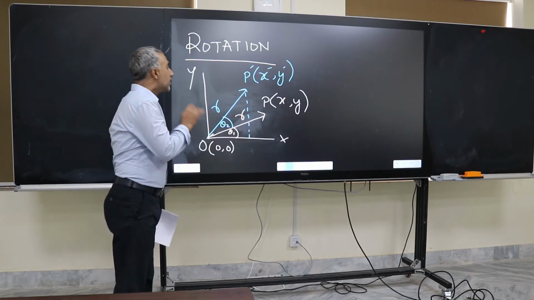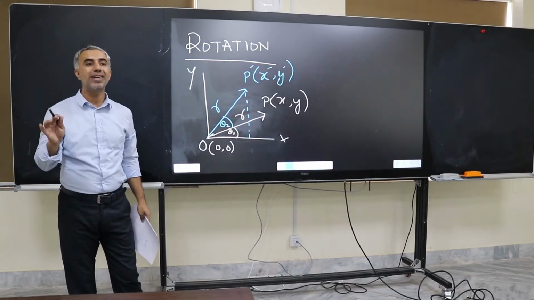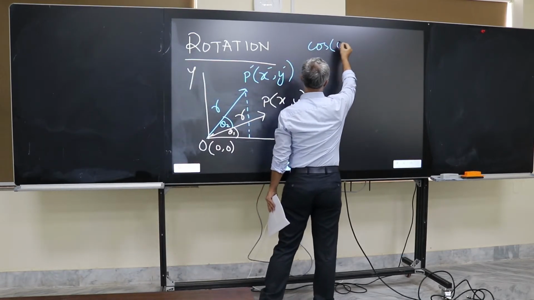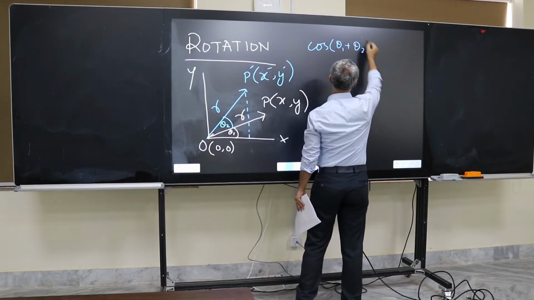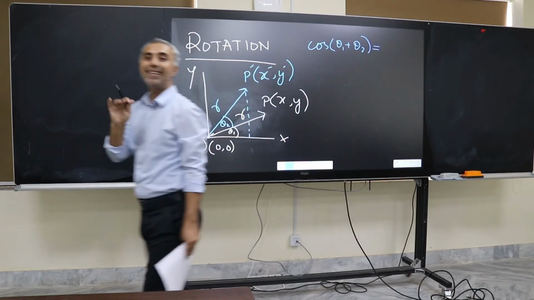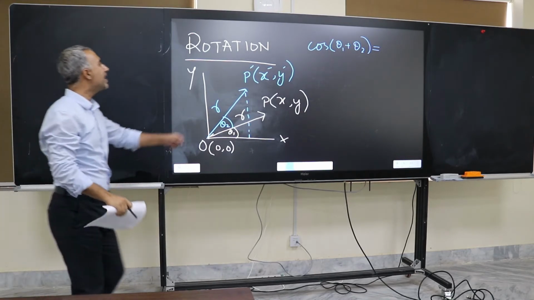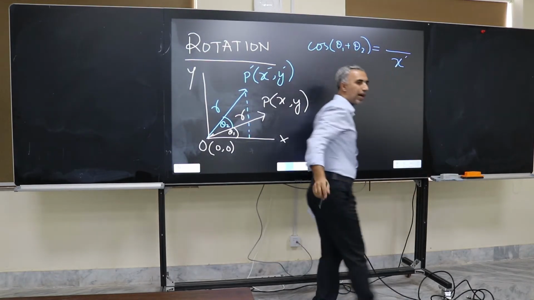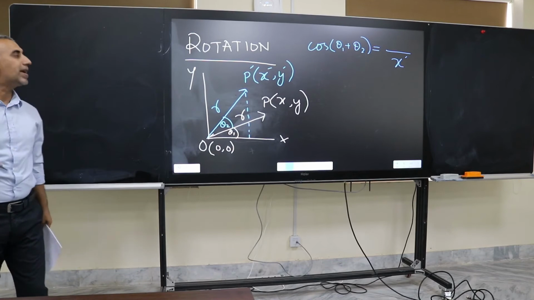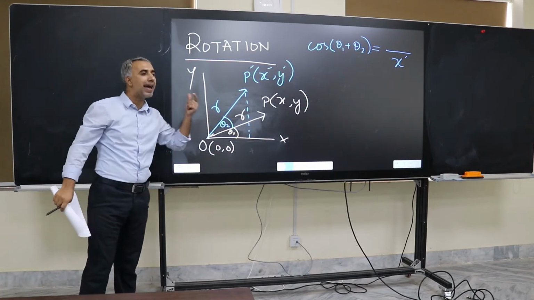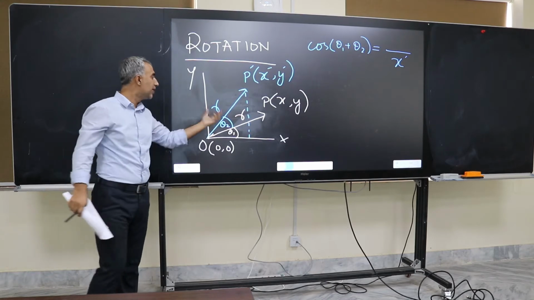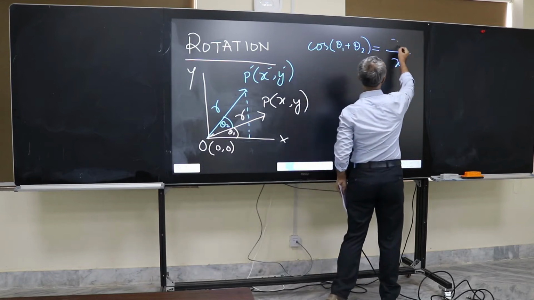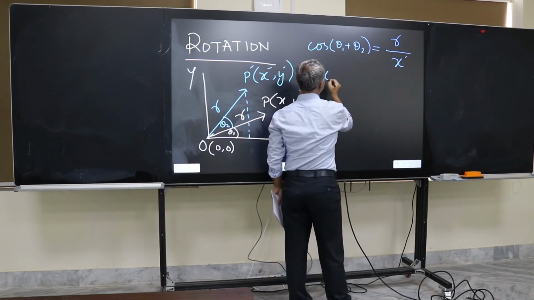So, you can apply any trigonometric ratio. What kind of trigonometric ratio? Of course, here cos will work. Cos of theta 1 plus theta 2: base over hypotenuse. In this case, what should be our base? Our base is x prime, because we are talking about the new vector. So what is your hypotenuse? You told me the vector magnitude will not be changed on rotation. So it's R.